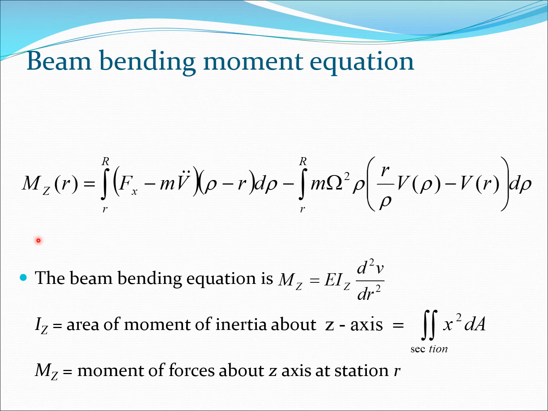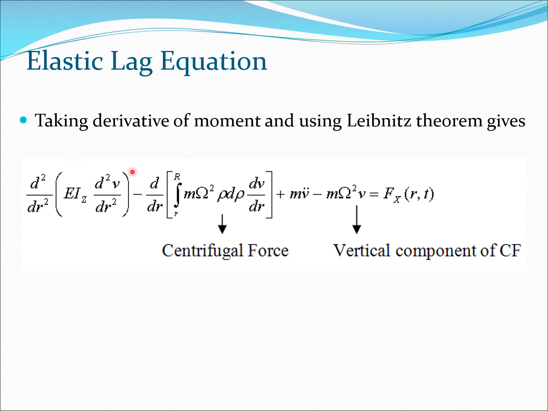Again, just to recapitulate, this is the moment at section r. Now we get to the beam bending equation, that is, Mz is EIz d2v by dr2. Here Iz is the moment of inertia around the z-axis, so that is the integral of x squared dA over the section, and Mz is the moment of forces around the z-axis at station r. Taking two derivatives here, we get an expression in this form after we use the Leibniz theorem.